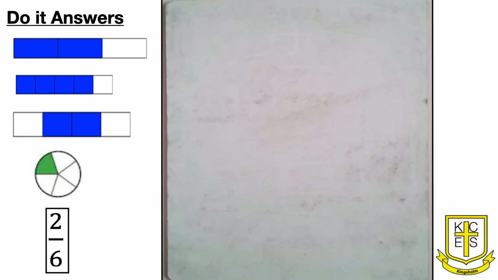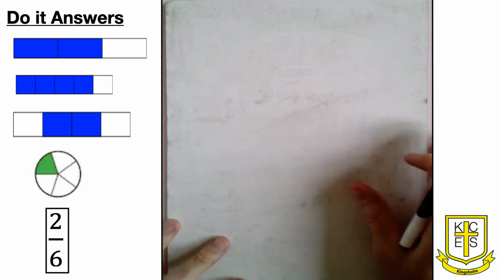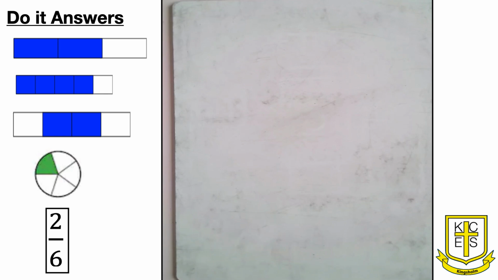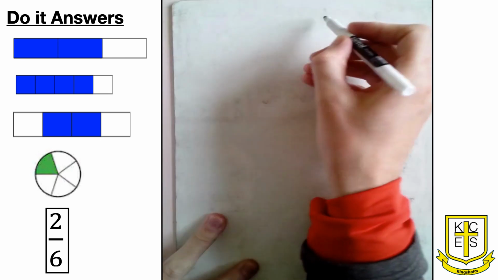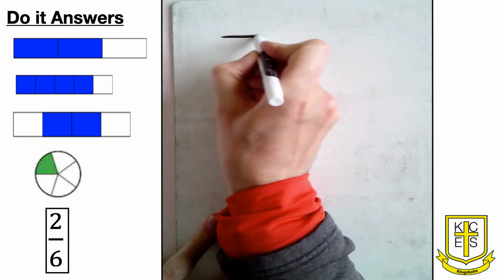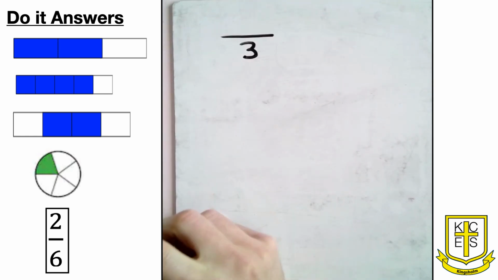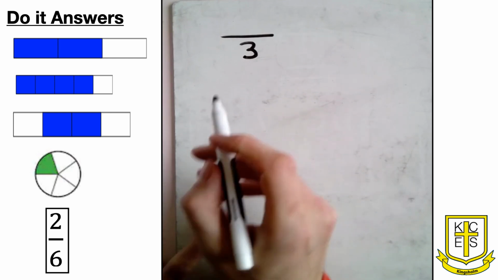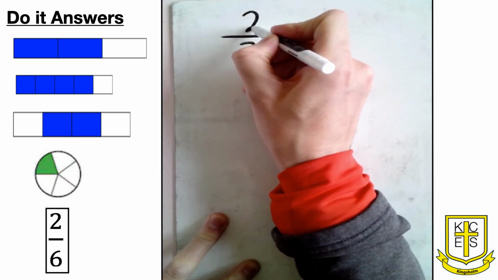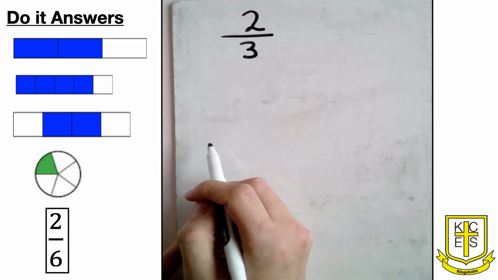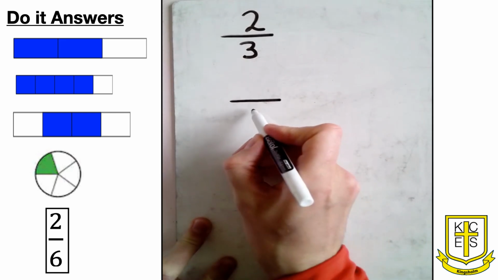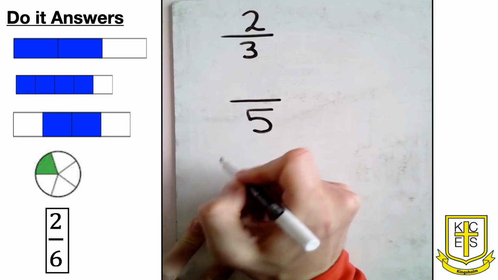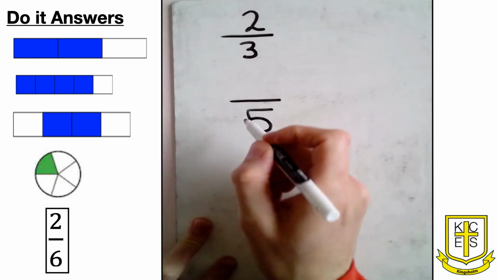Okay, a little bit different way today of just going through the questions. I thought I'd show you how to do them. So if we look at our top question to start with there, we've got the whole is split up into 3. So the whole's divided into 3 equal parts. And there are 2 of those parts shaded. So I have 2/3. The next one down, my whole has been divided into 5 equal parts, and I've got 4 of those equal parts.